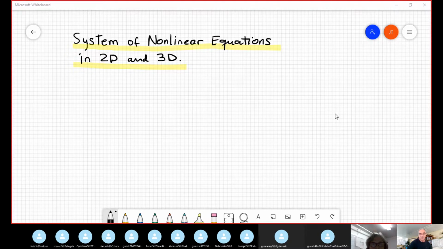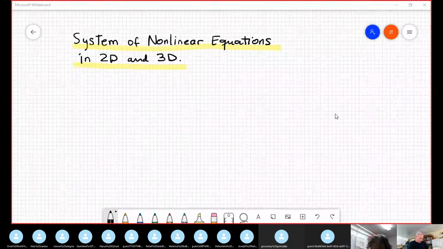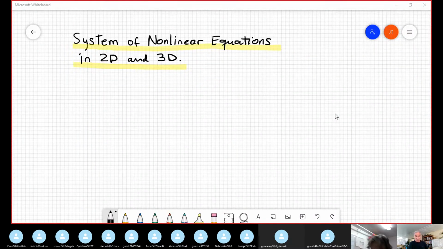Now, sir, the topic today is a system of non-linear equations in 2 dimensions and 3 dimensions. Let me do 2 dimensions first, because it's easier to understand. Number one is to understand what a non-linear system means. Suppose this example. To understand, using an example is better to explain.